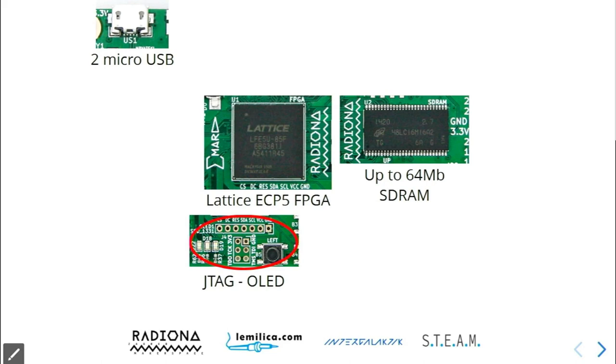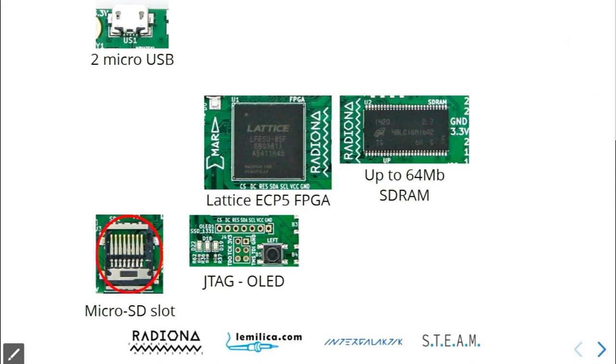Along with the JTAG connector, on top of it, there is also an OLED connector placeholder. For bigger data, we have an SD card slot. We can use it in SPI mode or 4-bit mode. The SD card has shared connections between the FPGA and ESP32, so both devices can talk with the card, of course not at the same time.